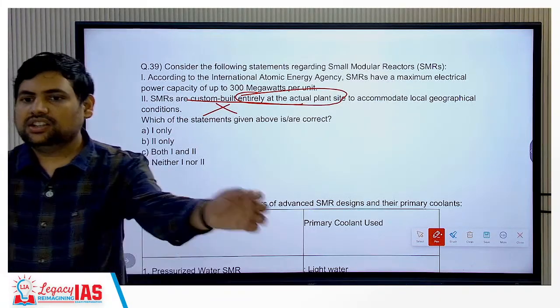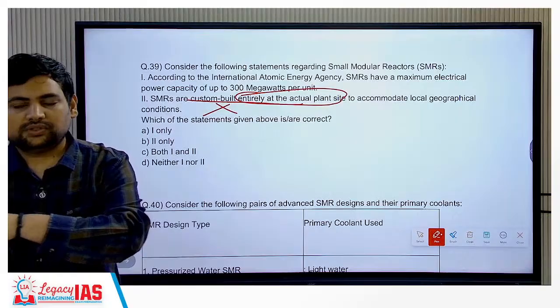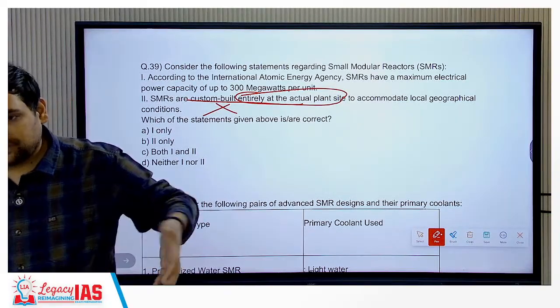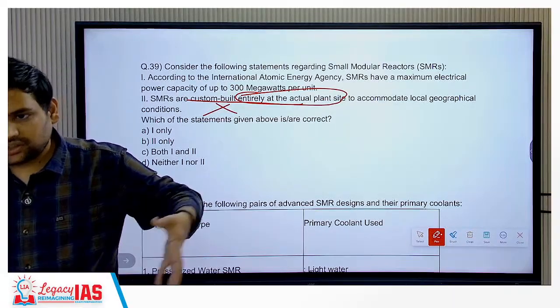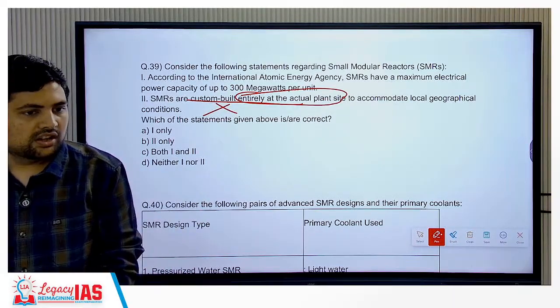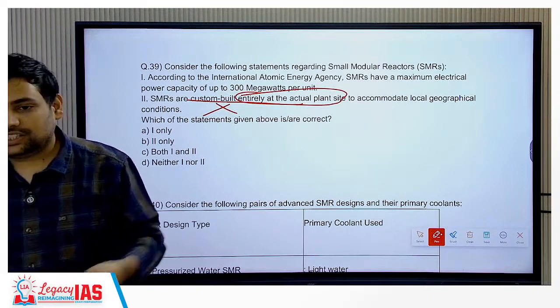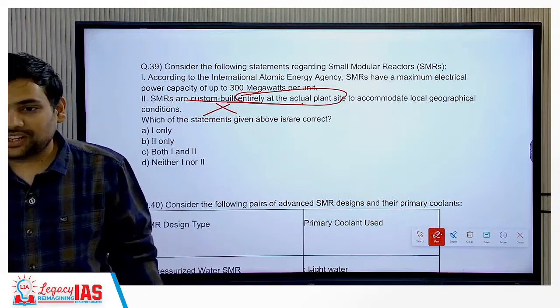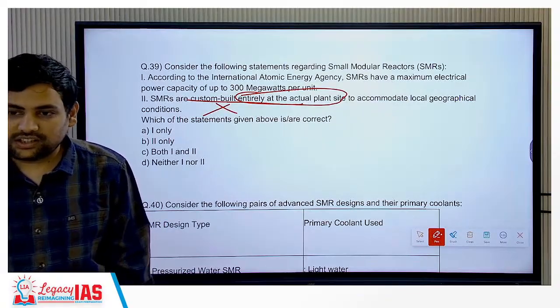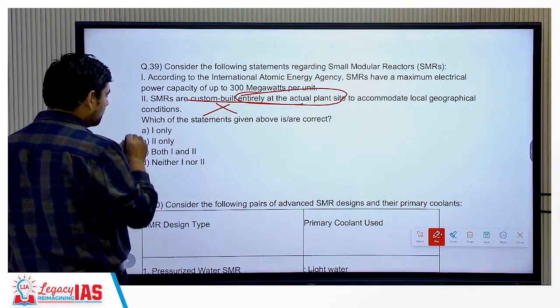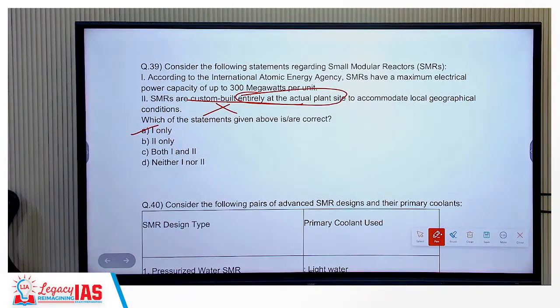Everything is just, this is a modular kind of reactor. So basically, you're getting different modules at the battlefield or whatever site you are taking it to, and you will just assemble it. Of course, you won't be making it. If it was so easy to just get fresh uranium and then make nuclear energy, then everybody would have made it. Correct? So this, custom built entirely at the actual plant site, is wrong. First is correct.